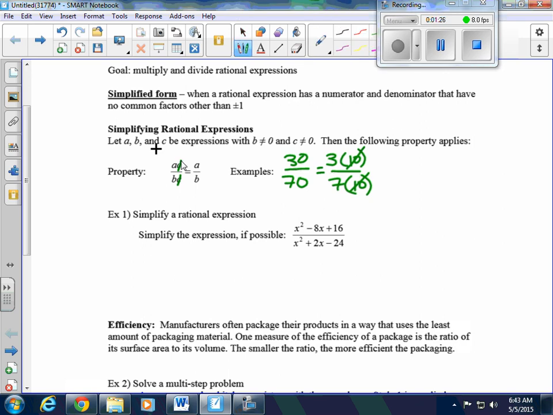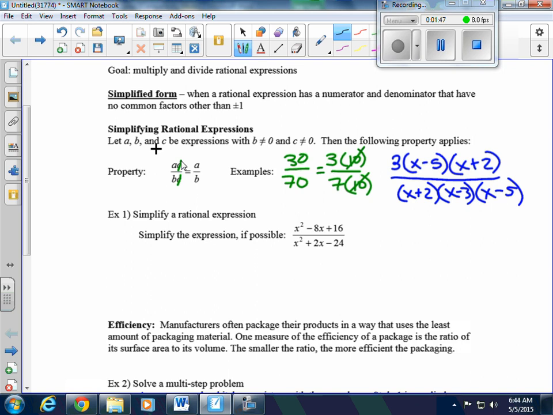If we look at it in regards to a polynomial that is factored, let's look at an example like this: 3 times (x minus 5) times (x plus 2) over (x plus 2) times (x minus 3) times (x minus 5). Our goal is going to be to get these polynomials into factored form. Okay, we cannot cancel anything out until we get them into factored form. That way we'll be able to see what we can do with it.